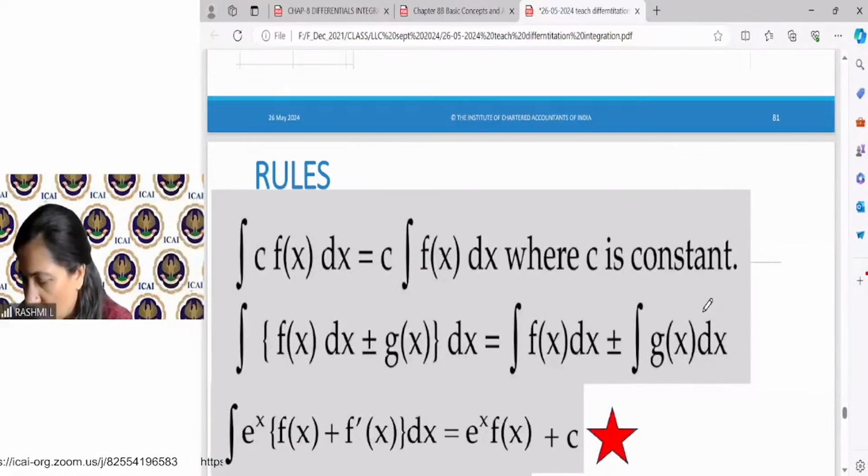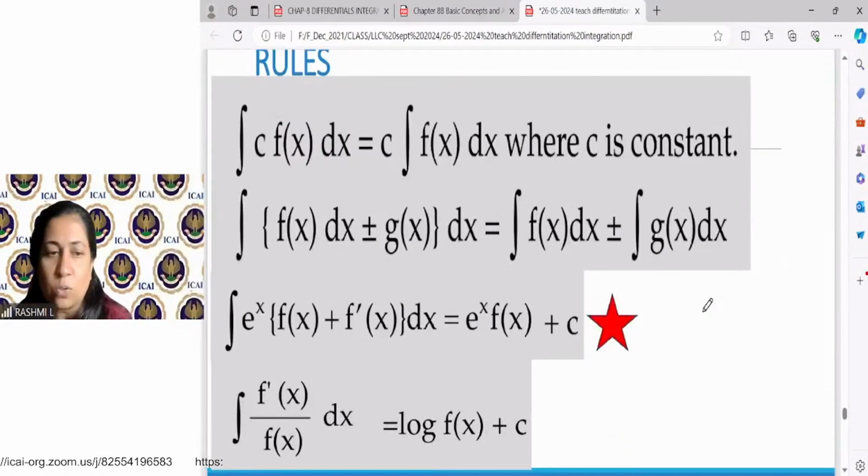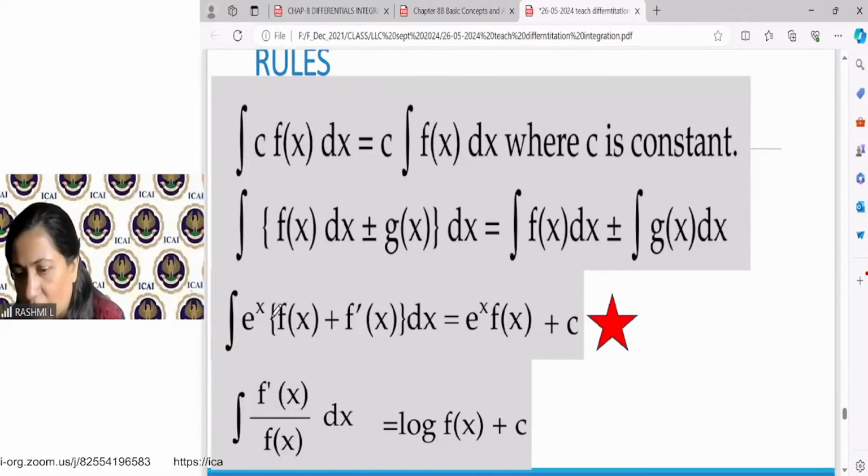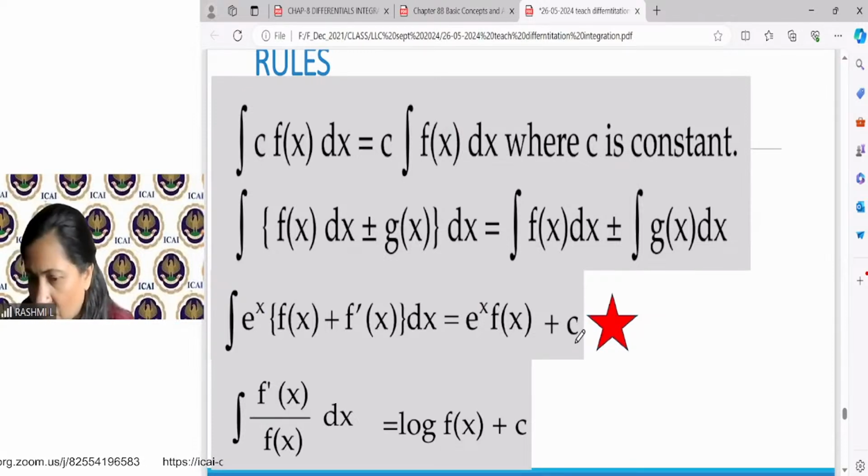These are some of the rules that you must know. This is something that can be asked. Integral of e raised to x into fx plus f dash x is equal to e raised to x fx plus c. This is simply by using integration by parts, so there is no need to mug it up. Here, this is important: integral of f dash x upon fx is equal to log x.